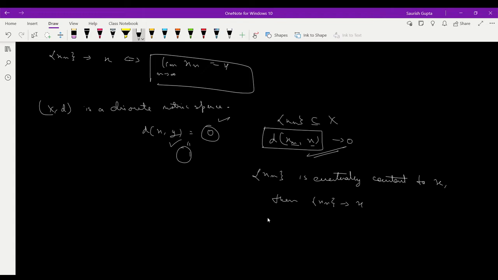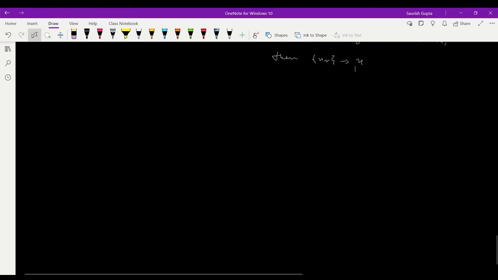Is it clear? Okay. Now let us see a few important things. Let us first discuss what is a Cauchy sequence. Then we will be discussing the other things. What is a Cauchy sequence?